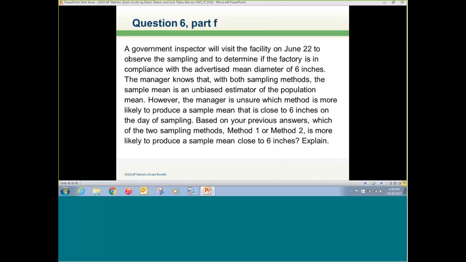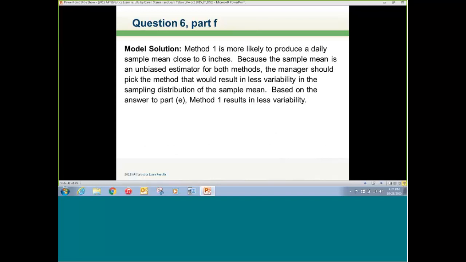Explain. So method 1 is more likely to produce a daily sample mean close to 6 inches. Because the sample mean is an unbiased estimator for both methods, the manager should pick the method that would result in less variability in the sampling distribution of the sample mean. Based on the answer to Part E, method 1 results in less variability. So ideally, if a student answered Part E correctly, in Part F, all they needed to do was recognize that it's referring back to Part E, and then essentially explain that that's what they've discovered.